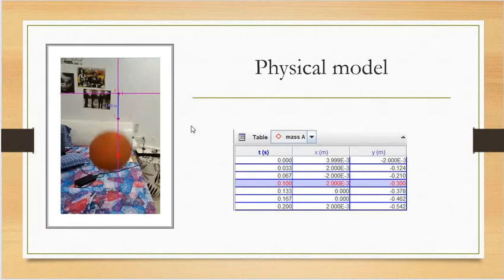Physical model. In my experiment, as you can observe, my ball had a slight movement in the x-axis too, but as we learned in class, it does not affect the motion of the ball in the y-axis. And I have displayed my results here, and here we can observe that the motion is not exactly constant. The velocity of the ball is increasing due to gravity.